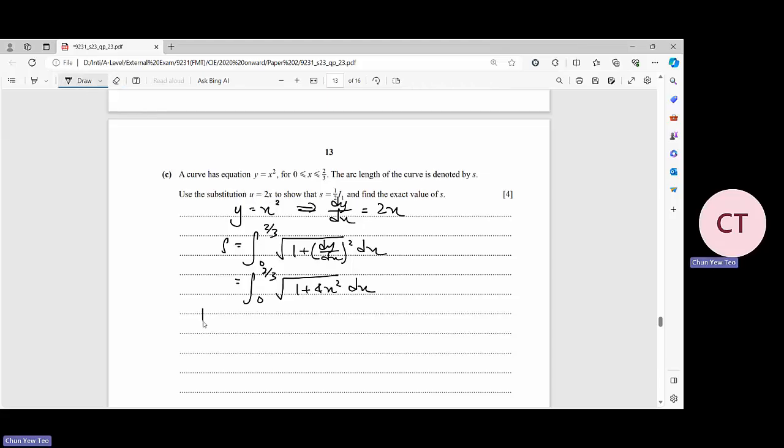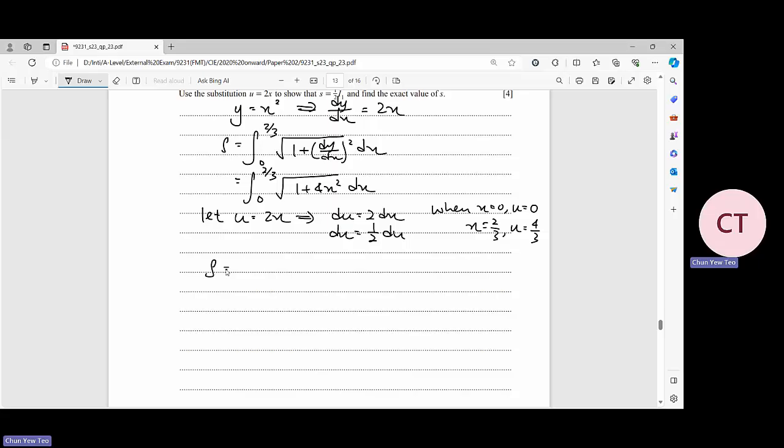So we just let u equal to 2x. From here, you will get du equals 2 dx, or you can say dx equals half du. Then when x is equal to 0, u is equal to 0. When x is equal to 2 over 3, u is equal to 4 over 3. So these are the things you need to prepare before you do the substitution. Now you're ready to change the limits to 0 to 4 over 3.